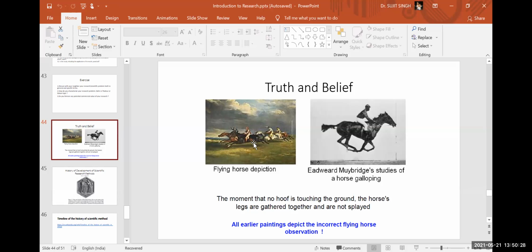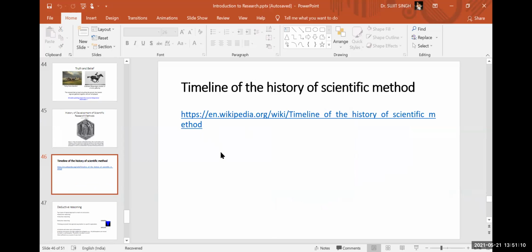Okay, other things. Some history of the development of scientific research methods. Plato and Aristotle, earlier philosophers, are known as the founders of philosophy, and laid down the foundation stone for the development of scientific research methods, right? And for detailed knowledge, you can refer to this link of the Wikipedia, timeline of the history of the scientific method. If you want to learn more, you can refer to this link.